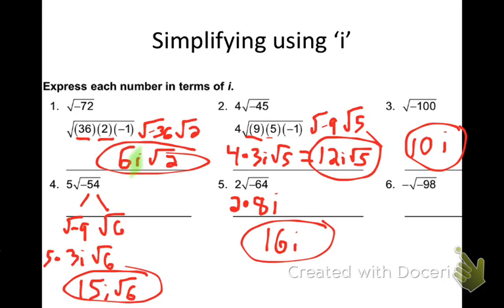Now, this is the toughest one. Negative square root of negative 98. As I think about it, what is a perfect square that goes in 98? Think about it. Do not blurt it out, please. What is a perfect square that goes into 98? Think about it.